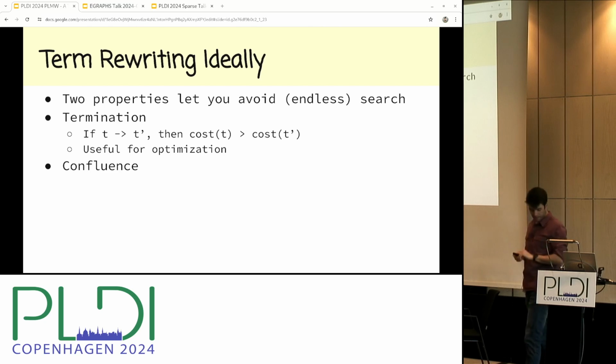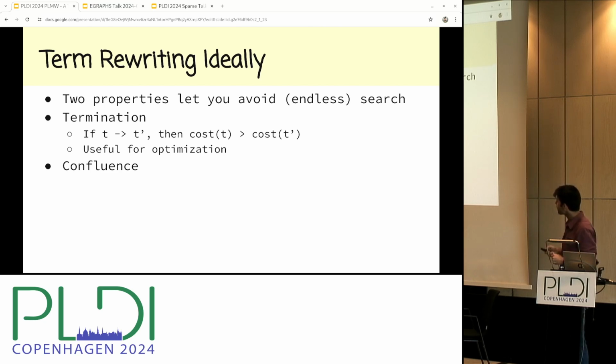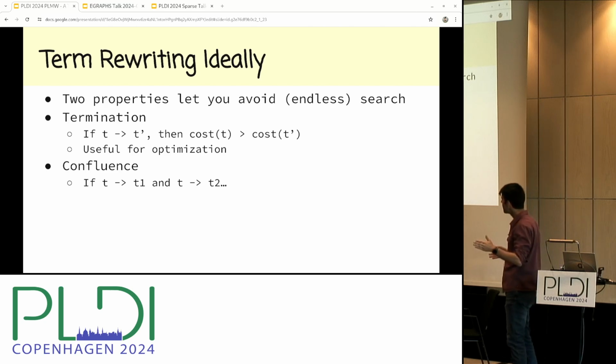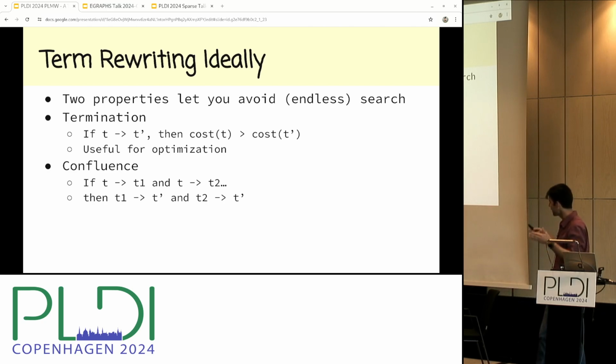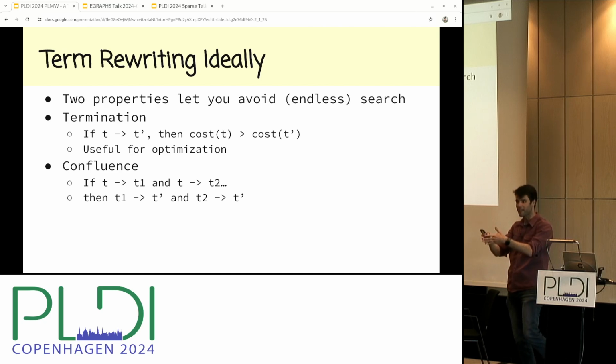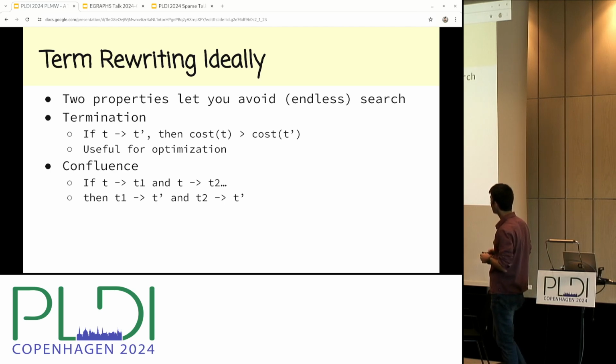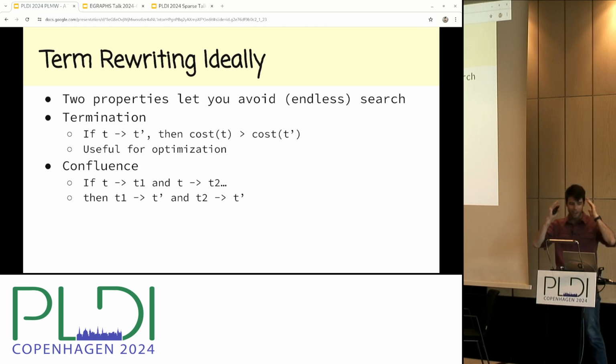Another useful property is that of confluence, okay? Confluence is the property where basically if you hit a fork in the road, if you can rewrite from t to t1 and t to t2, it doesn't matter which one you take, okay? Then that means that t1 and t2 will eventually rejoin in some other node later on in the graph. And together, these two properties allow you to plow straight forward and not really consider the choice of when to apply which rewrite. It doesn't really matter. You're always going to, one, stop rewriting, and two, arrive in the same place.